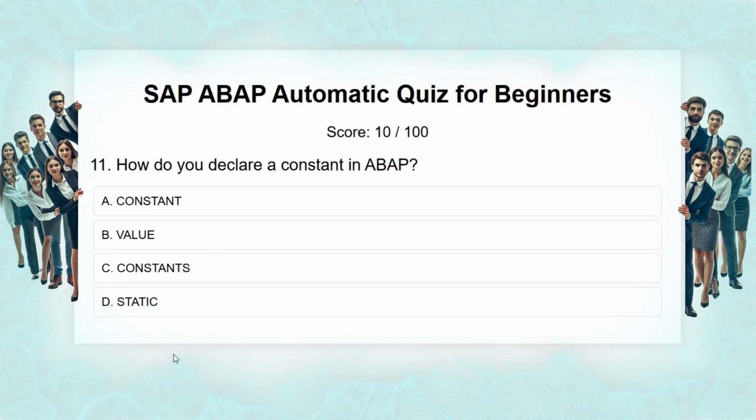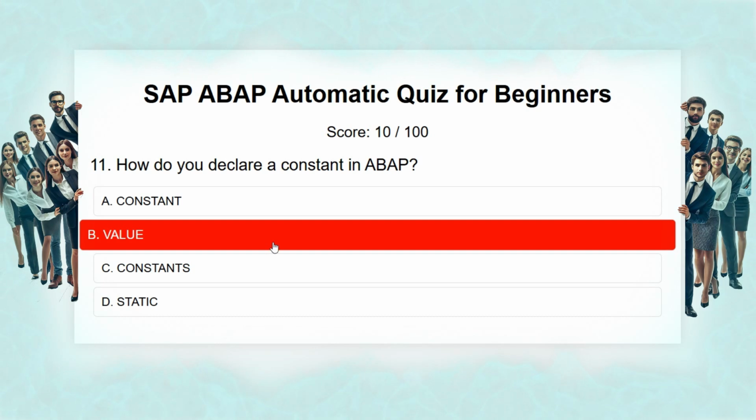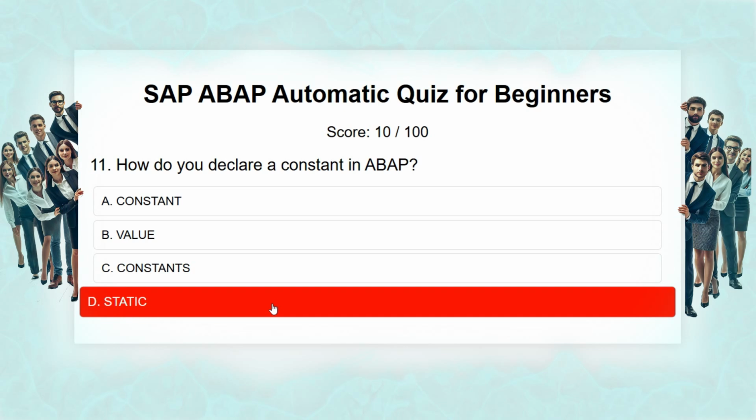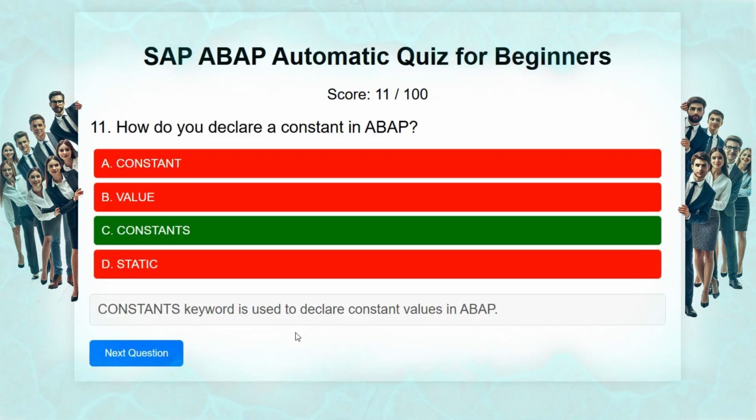11. How do you declare a constant in ABAP? A. Constant. B. Value. C. Constants. D. Static. Correct answer. Constants keyword is used to declare constant values in ABAP.